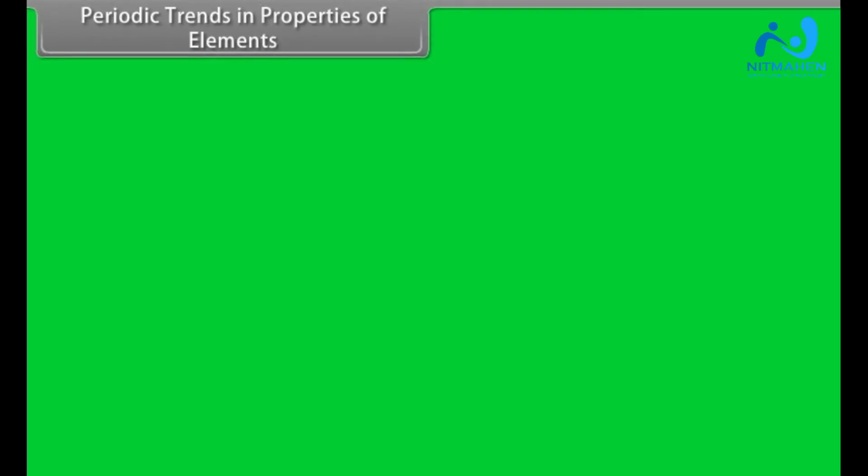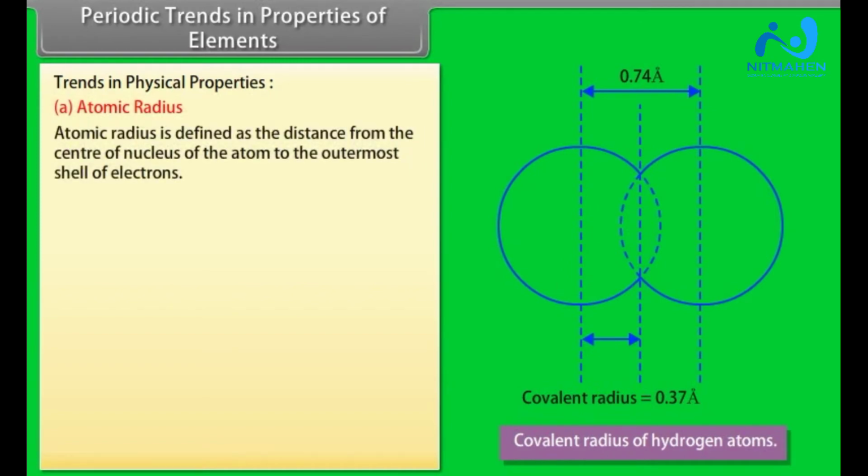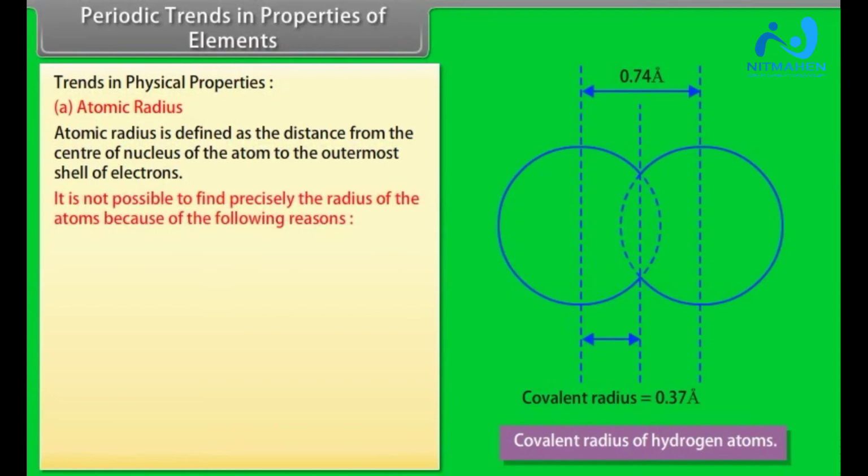Periodic trends in properties of elements. Trends in physical properties. A. Atomic radius. Atomic radius is defined as the distance from the center of nucleus of the atom to the outermost shell of electrons. It is not possible to find precisely the radius of the atoms because of the following reasons.